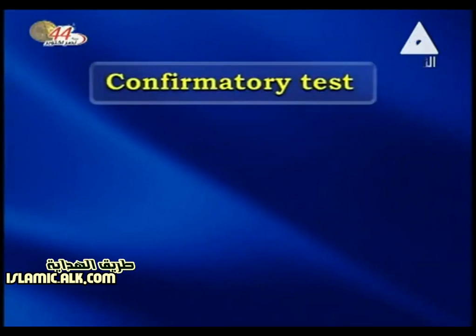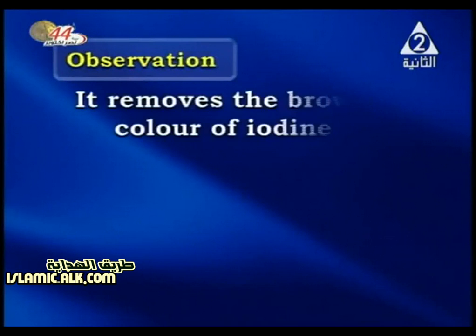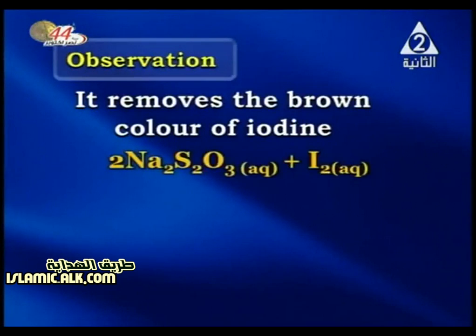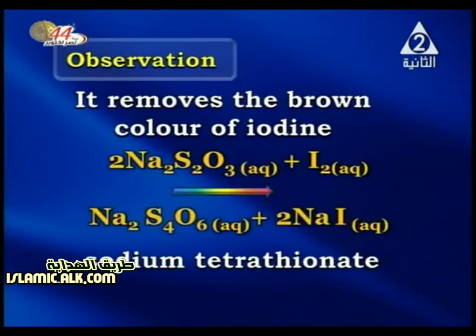Now, my dear students, we are going to discuss the confirmatory test. Here, the salt solution plus iodine solution. The observation: it removes the brown color of the iodine. As the equation proceeds on the screen, Na2S2O3 plus I2 gives Na2S4O6 plus 2NaI. Here, sodium tetrathionate is formed.